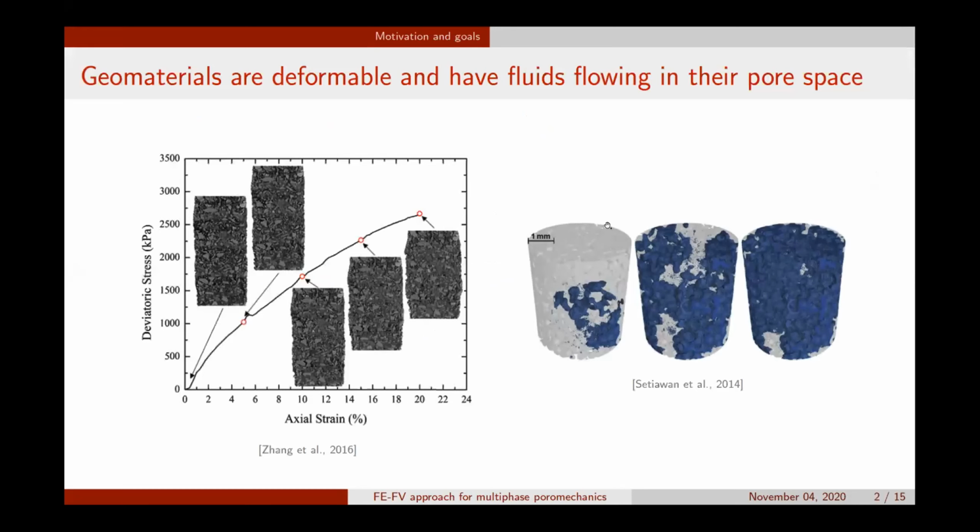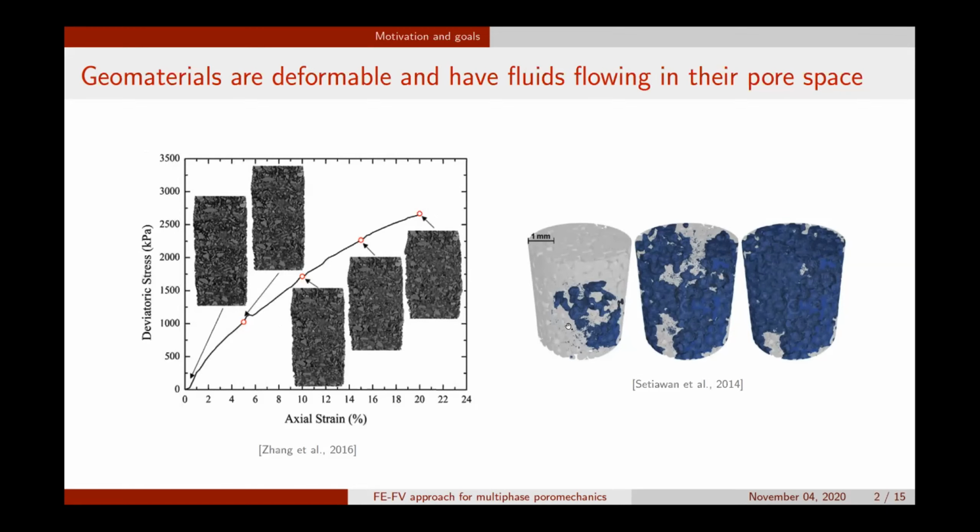Geomaterials are deformable, meaning that if we apply a load on one of its faces, the material will change its shape. That's what we are seeing here in this figure, where we have a CT image of a soil sample. We can see how it deforms, it changes shape as the triaxial test goes on. Geomaterials such as rocks and soils are deformable and they are also porous. Within their pores, we have fluids, which can be multiple fluids: water, oil, gas, and so on. And they flow within the pores.